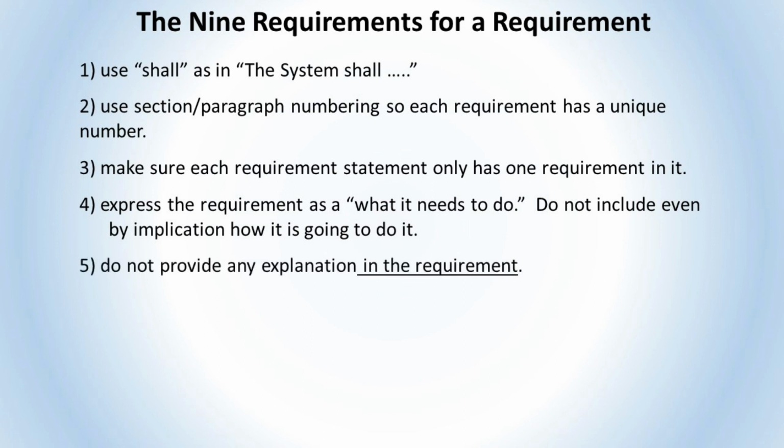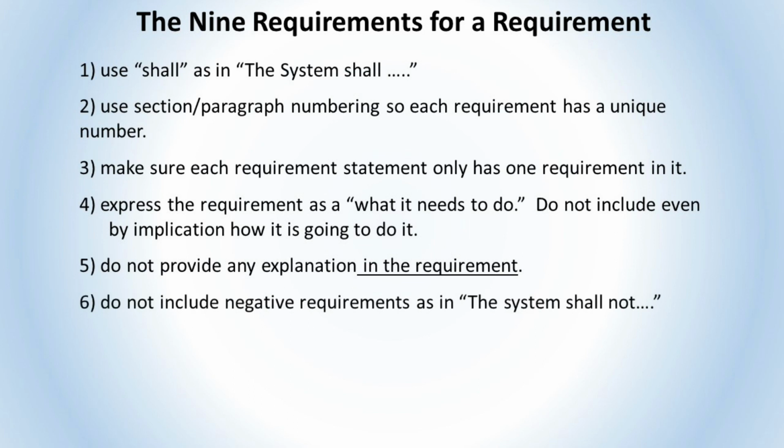The next point is just concisely state the requirement and do not include any exploration or other flumbuffery in the requirement itself. Now, this does not stop you adding an explanatory commentary, and we'll be coming to that later in the video. Number 6 is never state what you don't want, only what you do want. In other words, do not include negative requirements as in the system shall not. So that means actually I should have worded this particular point as only include positive requirements.